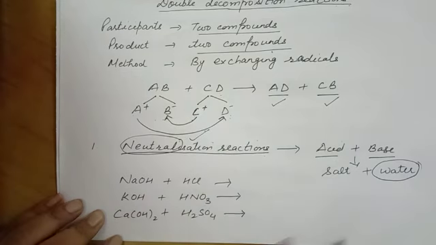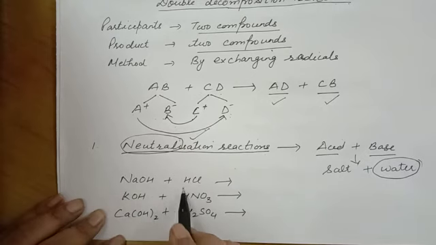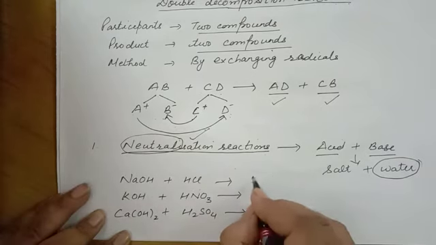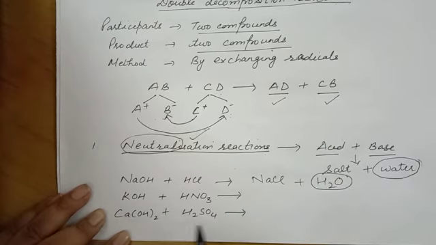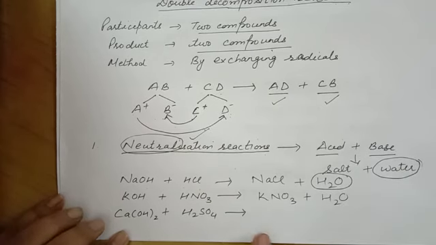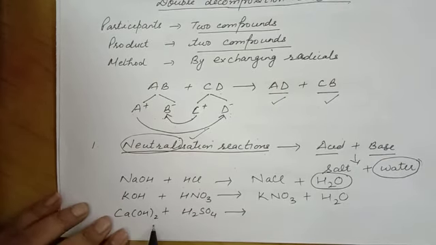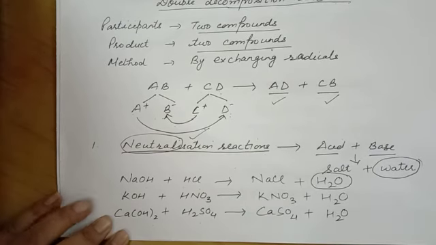neutralization reaction. Let us do some examples. Base sodium hydroxide plus acid HCl. Product is salt NaCl and water, a neutral product. KOH plus nitric acid HNO3. The product is potassium nitrate as salt and water as neutral product. Calcium hydroxide plus sulfuric acid gives calcium sulfate as salt plus water as neutral product.